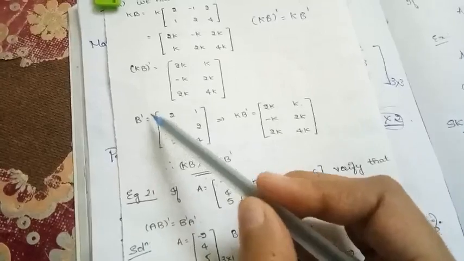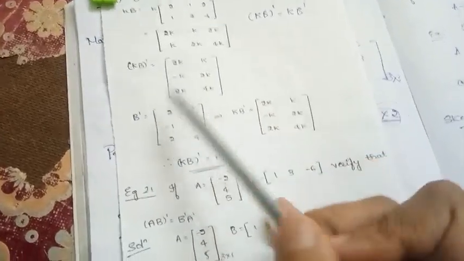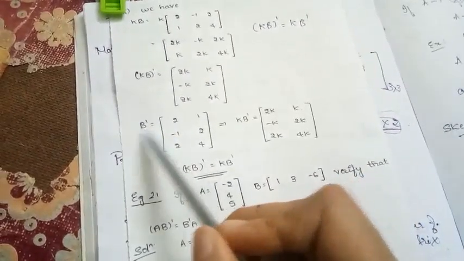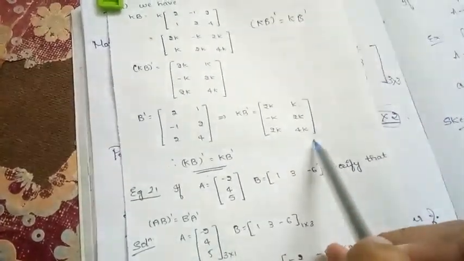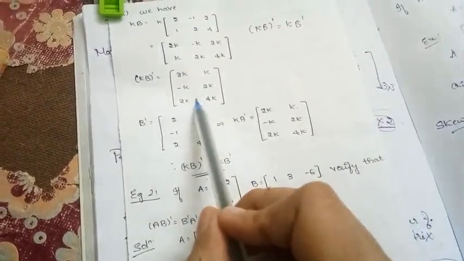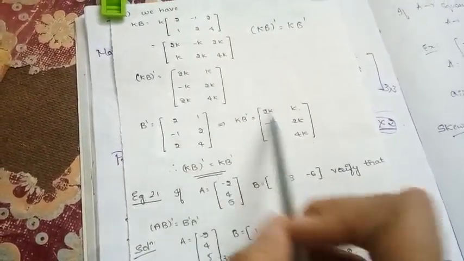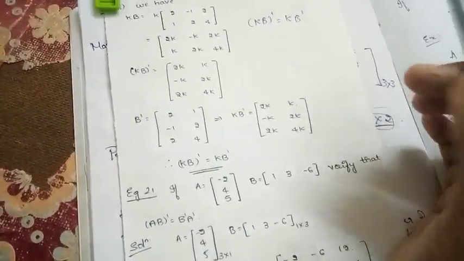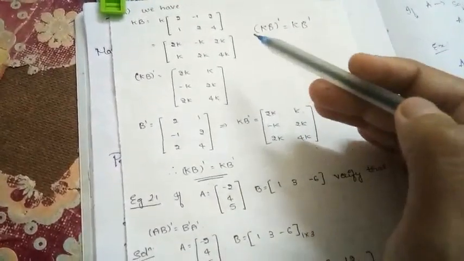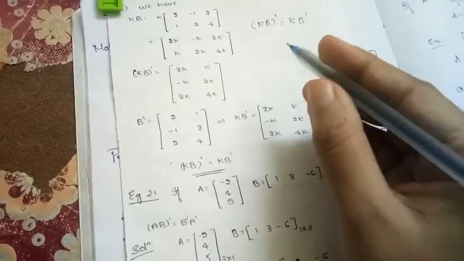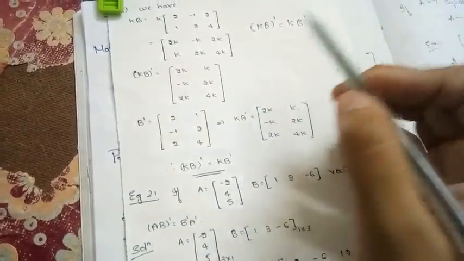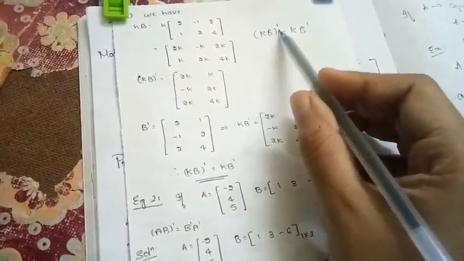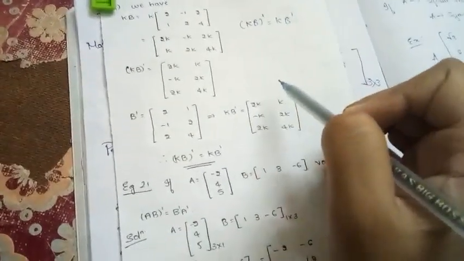What about the RHS? First I took the transpose of this matrix B. So I got the transpose. After taking the transpose, I multiplied this matrix by the scalar K. After multiplying the scalar, we got a matrix which is equal to our (KB) transpose. So we have proved that (KB) transpose is equal to K into B transpose. So in the first example, we have come across three properties: (A transpose) transpose is equal to A, (A plus B) transpose is equal to A transpose plus B transpose, and the third is (KB) transpose is equal to K into B transpose.